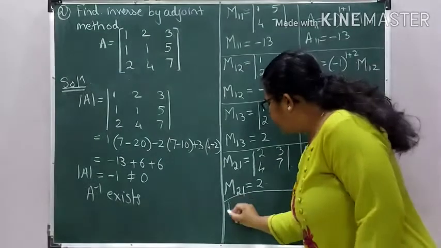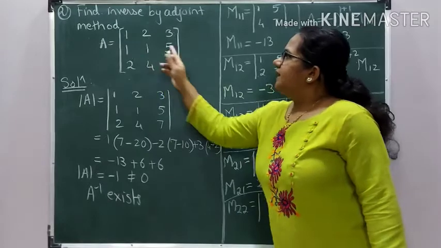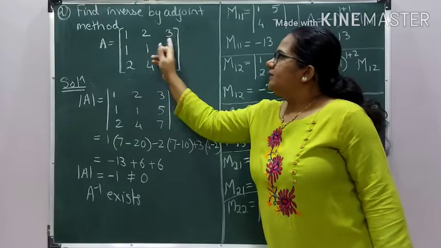Now one more we will find here, M22. 22 means the second row and second column you will eliminate. 1, 3, 2, 7.